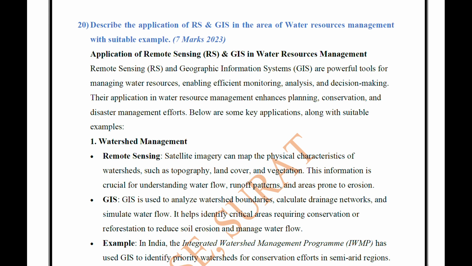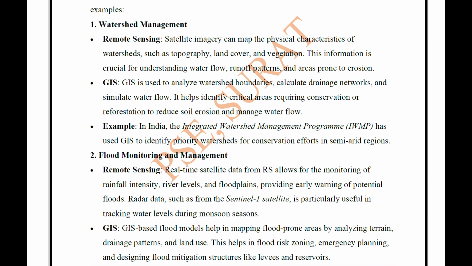Remote sensing and geographic information systems are powerful tools for water resources, enabling efficient monitoring, analyzing, and decision making. These applications in water resource management enhance planning, conservation, and disaster management efforts. Below are some key applications along with suitable examples. First is watershed management.